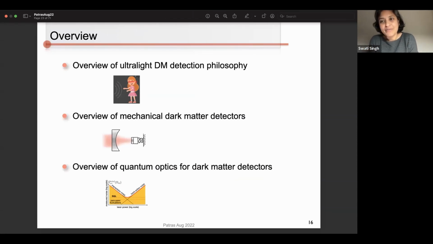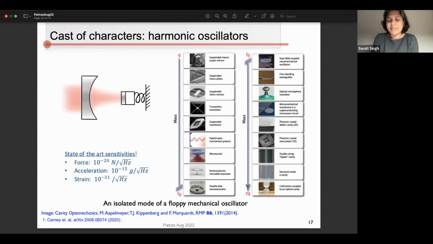So I already shared with you my personal philosophy and intuition into ultralight dark matter detection. I will be talking to you now about some mechanical dark matter detectors, and I'll end with an overview of quantum optics techniques to look for dark matter. By mechanical systems, I mean simply mass on spring, like literally mass on spring like systems. So these could be pendular mirrors as used in LIGO, or a couple of atoms sloshing around in an optical trap, or often suspended mirrors or membranes.